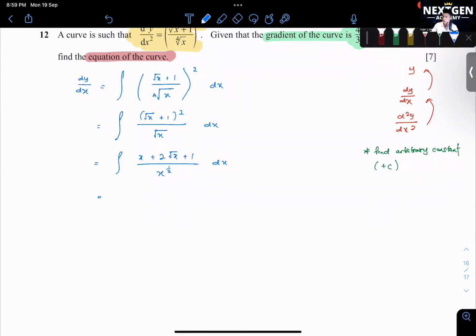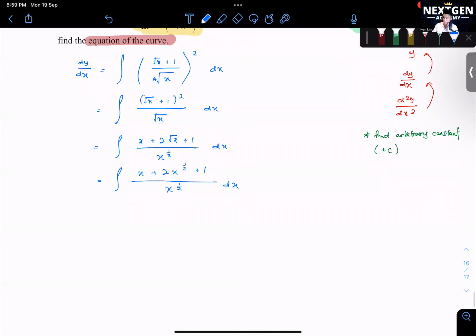Okay, so let's see what can we do some more. We can change this one to x plus 2x to the power 1 over 2 plus 1 over x to the power 1 over 2 dx. So every term divided by x to the power of 1 over 2, which you'll get x to the power of 1 over 2 plus 2 plus x to the power of negative 1 over 2 dx. Okay, so we are just simplifying the equation first.